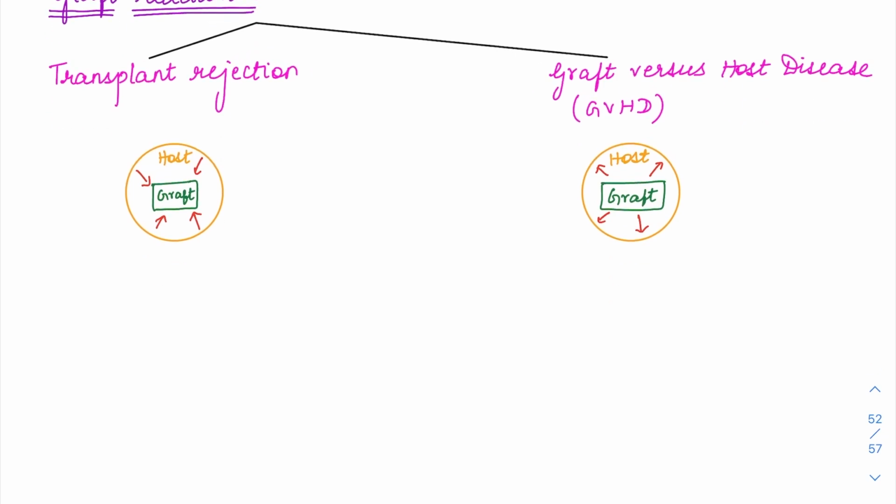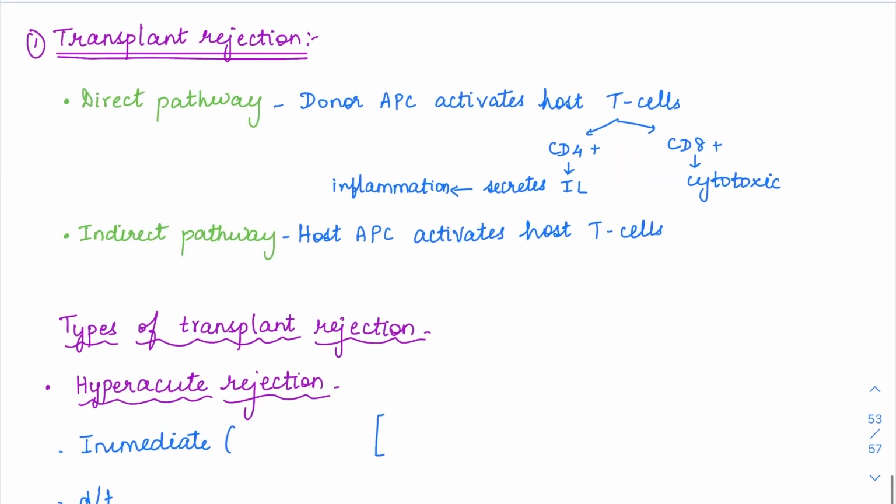So, host attacking the graft is called as the transplant rejection, while the reverse of it, that is, the transplanted graft is going to attack the host tissue. Okay, so that scenario is the one which we are going to call as the GVHD. Okay, so first we'll see about the transplant rejection. So, transplant rejection can be because of two pathways, a direct pathway and an indirect pathway.